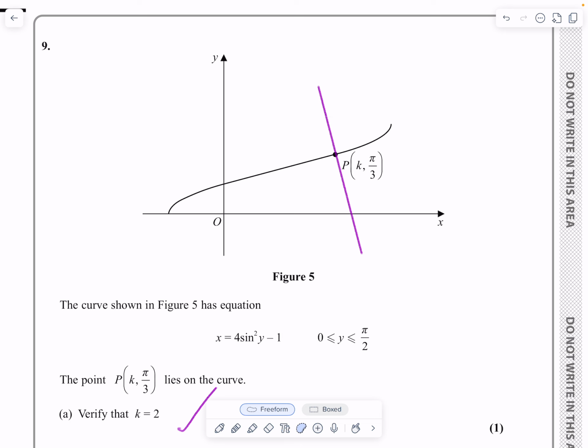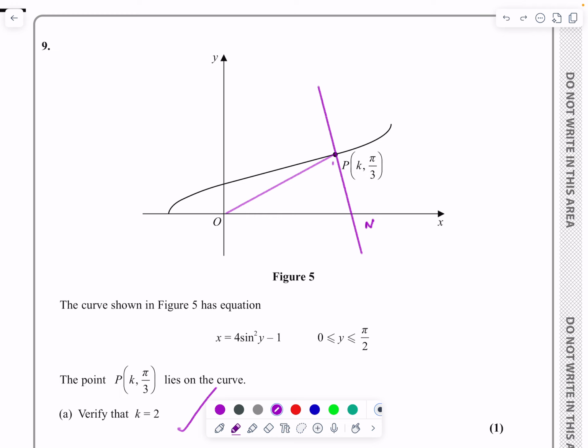The normal is at right angles to the tangent, and they're saying that it hits at point N. What they want us to do is work out the area of this triangle here. So let's just stay with this for a second. The area of this triangle, which is quite often in P3 and P4, isn't actually that difficult to do.